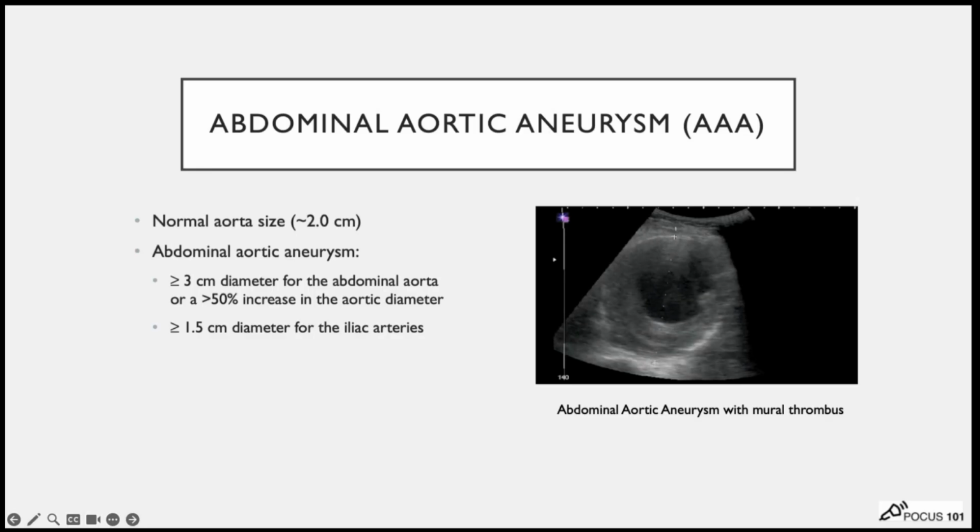Anytime in a patient that's presenting with hypotension and you see an abdominal aortic diameter of greater than or equal to 5 centimeters, you assume that it's ruptured until proven otherwise. And when doing these measurements, for the most accurate measurements, measure from the outer wall to outer wall. Here, on the right-hand side, we see an image of an abdominal aortic aneurysm with mural thrombus.